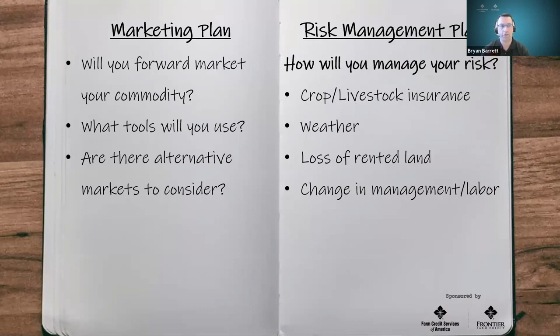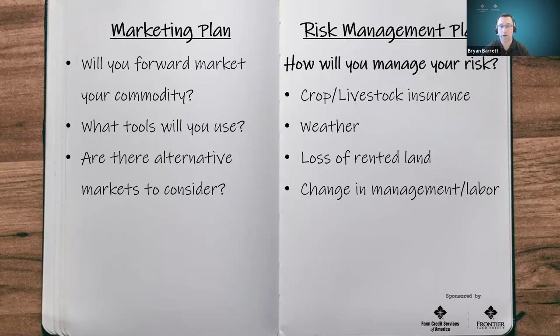What we've seen a lot of in the last year with the pandemic would include direct consumer marketing of beef. So that would be an example as well. And how can that alternative market play into your marketing plan? Risk management plan is obviously very critical in agriculture. It's a capital intensive industry, so you've got to manage that risk as much as possible.